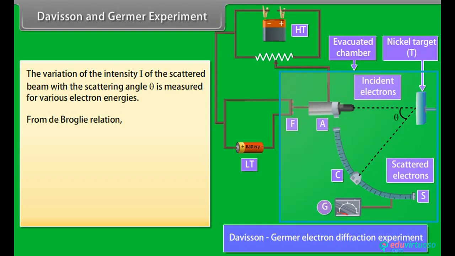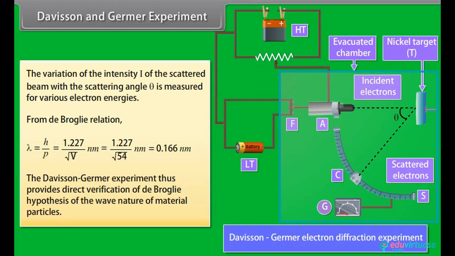For these electrons accelerated through a potential difference of 54 V, lambda = h/p = 1.227/√V nanometer = 1.227/√54 nanometer = 0.166 nanometer. The Davisson-Germer experiment thus provides direct verification of the de Broglie hypothesis of the wave nature of material particles.